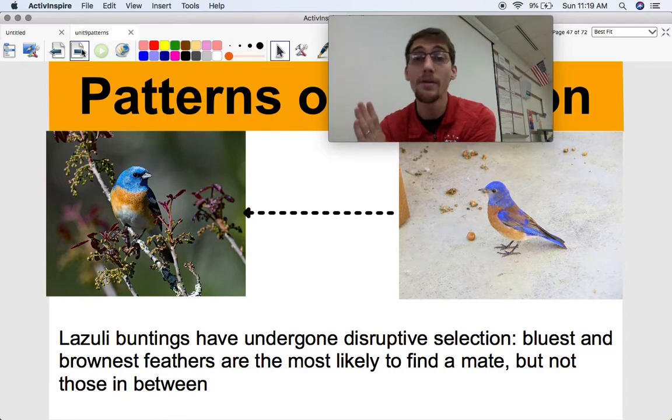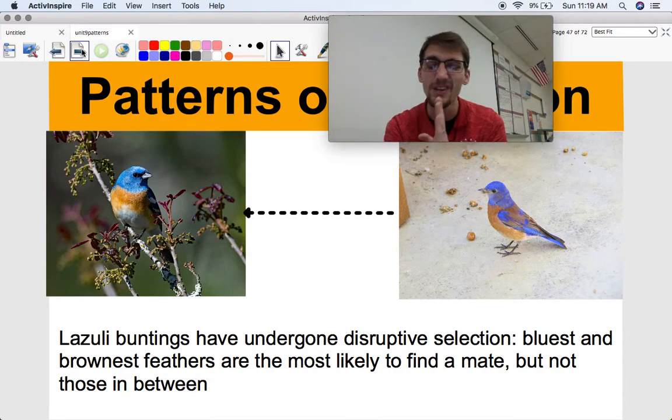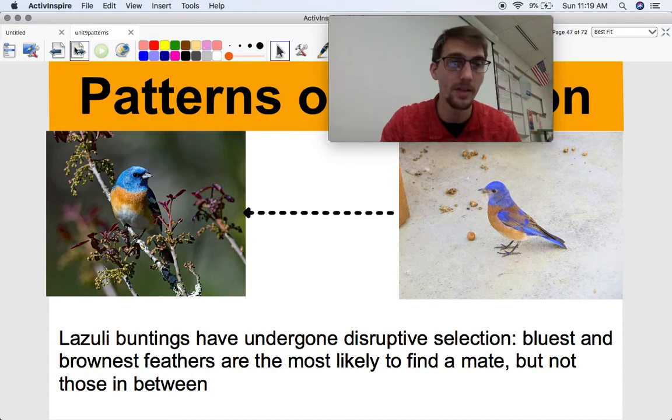Or if you have really brown feathers, that's also really good for you. But if you're somewhere in the middle, you have a mix of blue and brown, that's kind of bad for you, and that's what makes it disruptive selection.